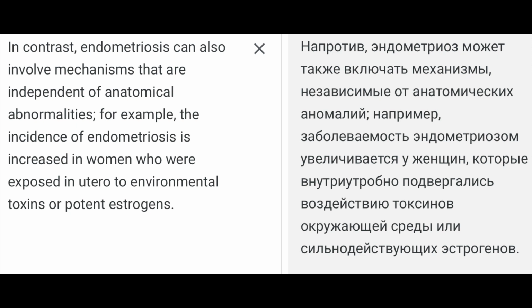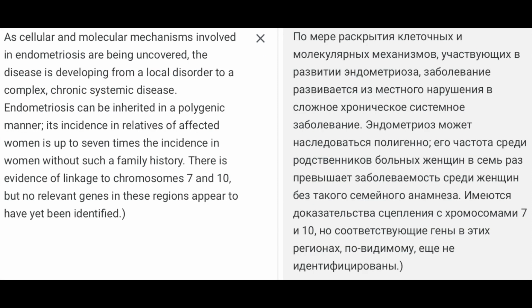In contrast, endometriosis can also involve mechanisms that are independent of anatomical abnormalities. For example, the incidence of endometriosis is increased in women who were exposed in utero to environmental toxins or potent estrogens. As cellular and molecular mechanisms involved in endometriosis are being uncovered, the disease is developing from a local disorder to a complex, chronic systemic disease.